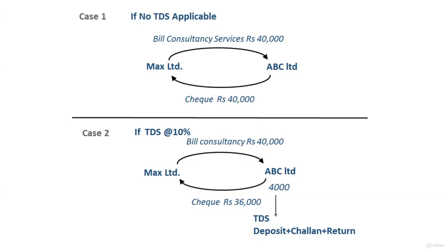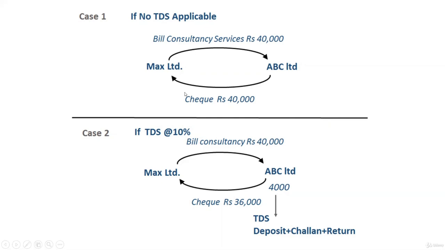To understand the concept of TDS, see, in normal cases, if no TDS is applicable, what do you generally do? If Max Limited is providing consultancy services to ABC Limited for 40,000, then what does ABC Limited do? ABC Limited gives the cheque or cash of 40,000 rupees, including the tax amount, to Max Limited. This is the normal nature of payment and the normal transaction we do.